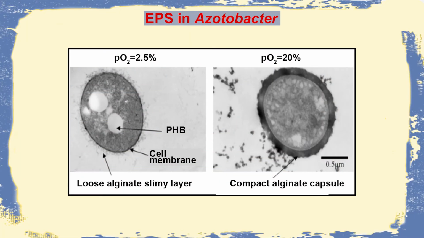In case of the free-living nitrogen fixing organism, which is Azotobacter, the oxygen scavenging strategy includes the production of extracellular polysaccharide, or EPS. And it is clearly shown that this EPS increases in presence of oxygen. When the oxygen concentration is as high as 20%, naturally the EPS thickness will be more.